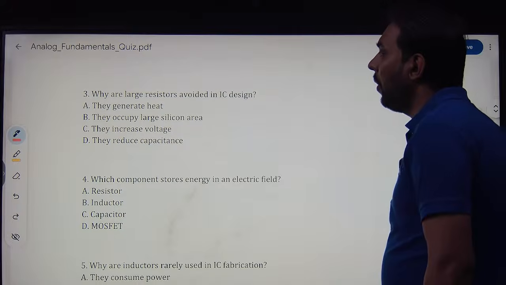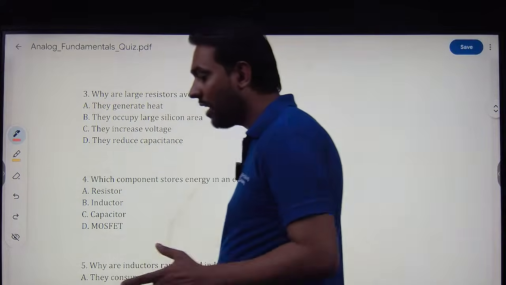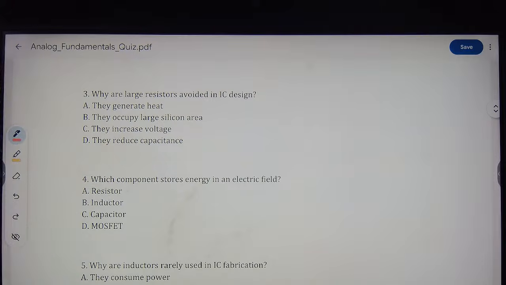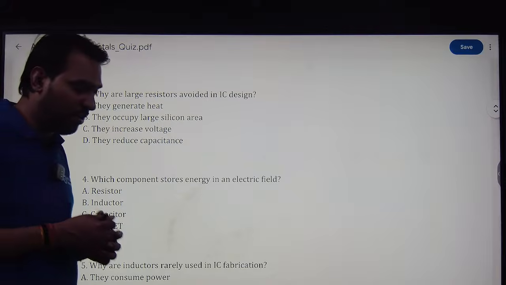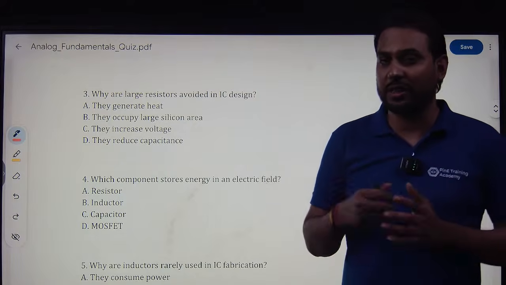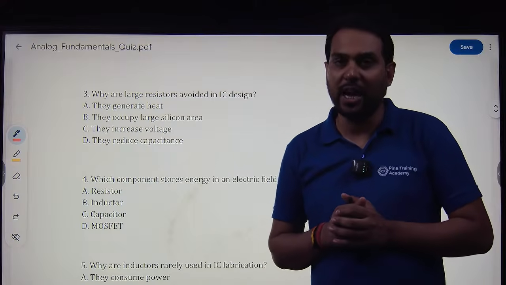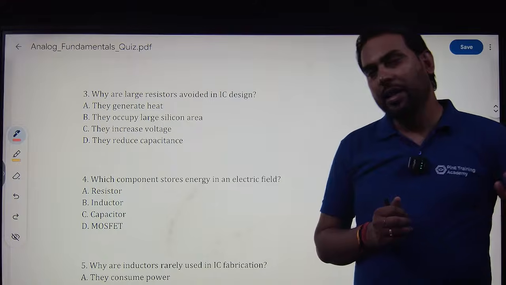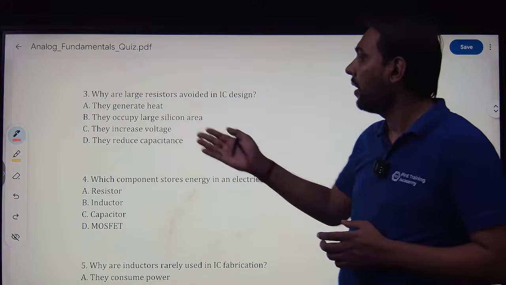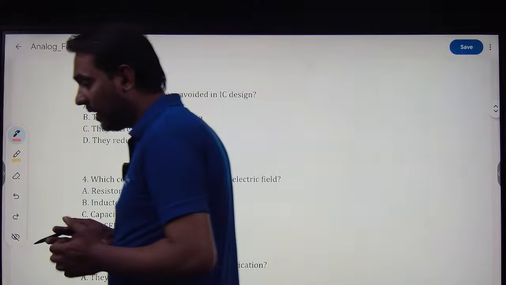In the third question: why are large resistors avoided in IC design? As we discussed, in analog IC design or any IC design, if you are designing a chip or any circuit on a chip, you avoid resistance. Why? Because if you design a resistance by the fabrication process, you use a poly resistor, and that will be very bulky. It will take too much space in your IC, in the silicon. So you can replace it with a MOSFET. Why are large resistors avoided in IC? Because they occupy large silicon area, of course, it will take a large space.